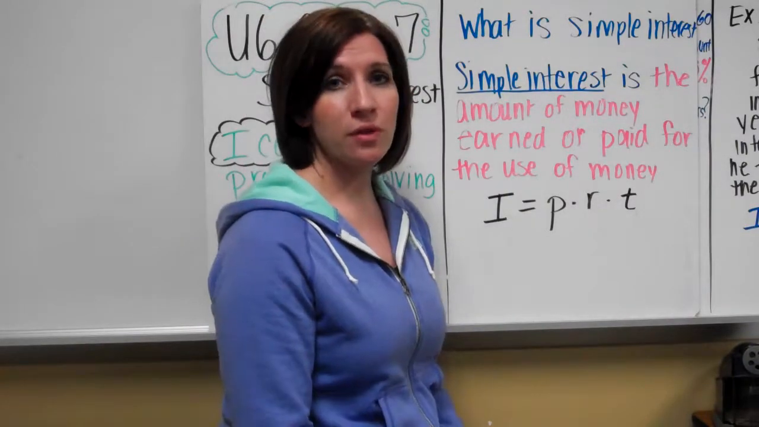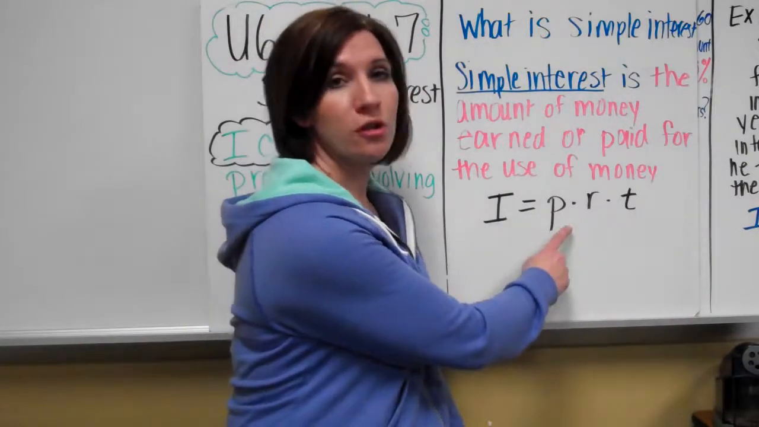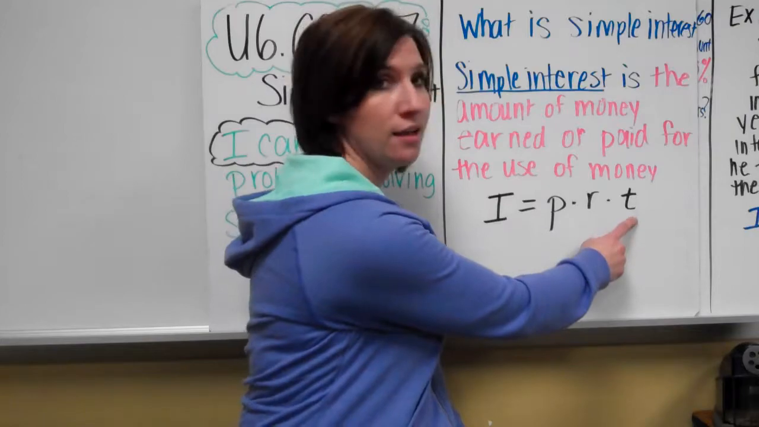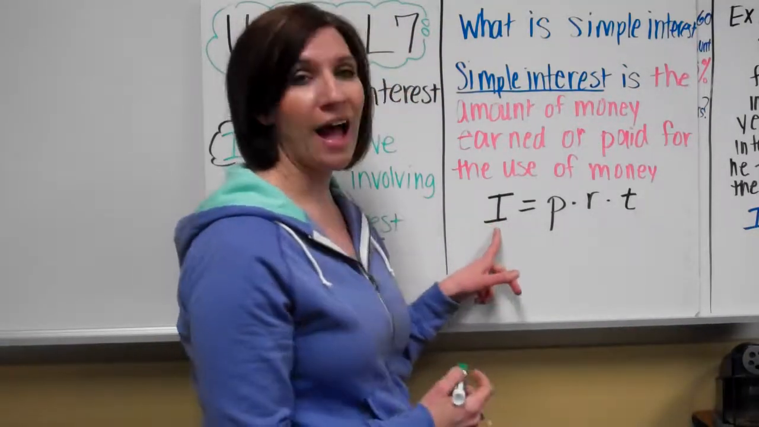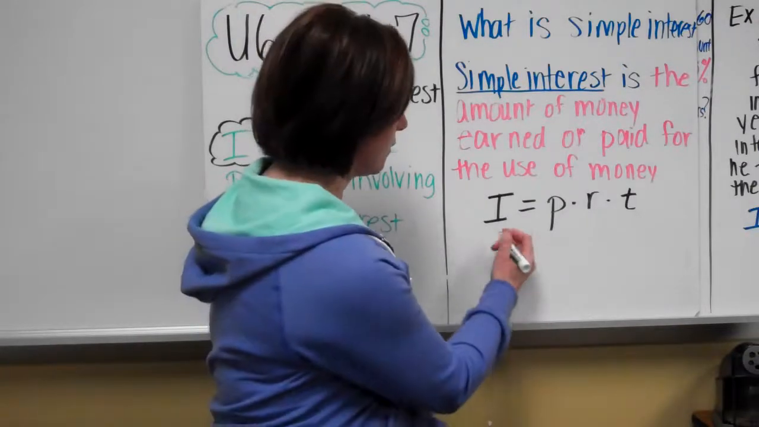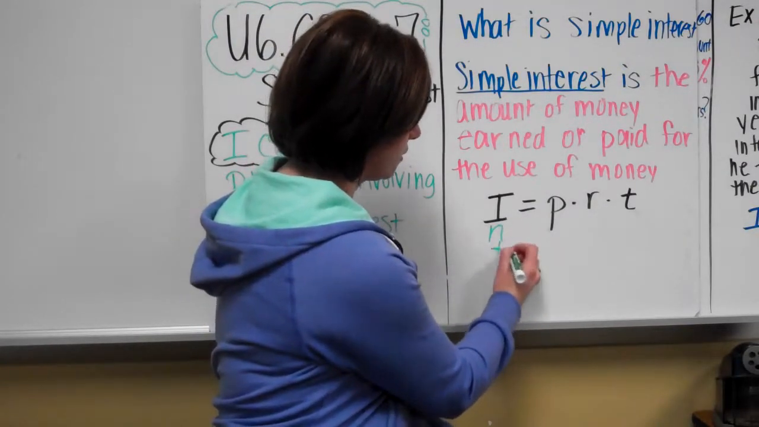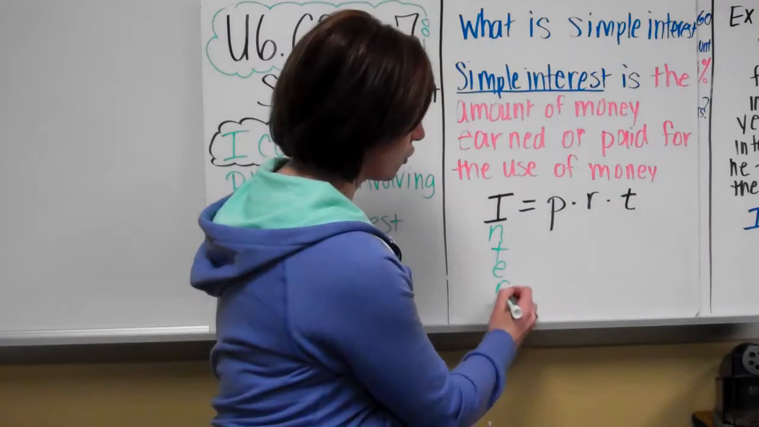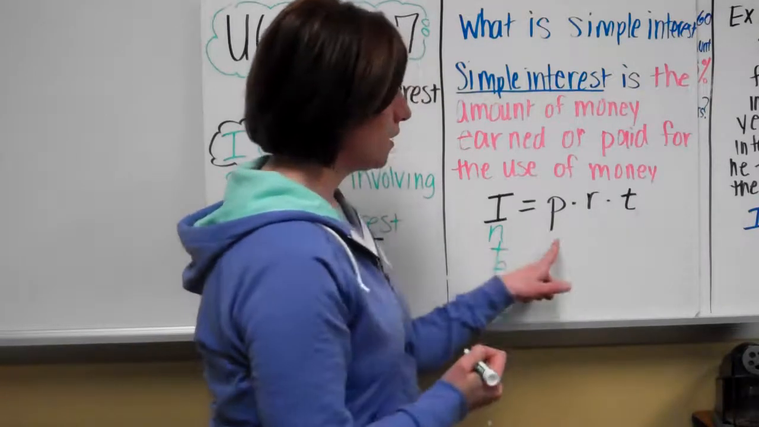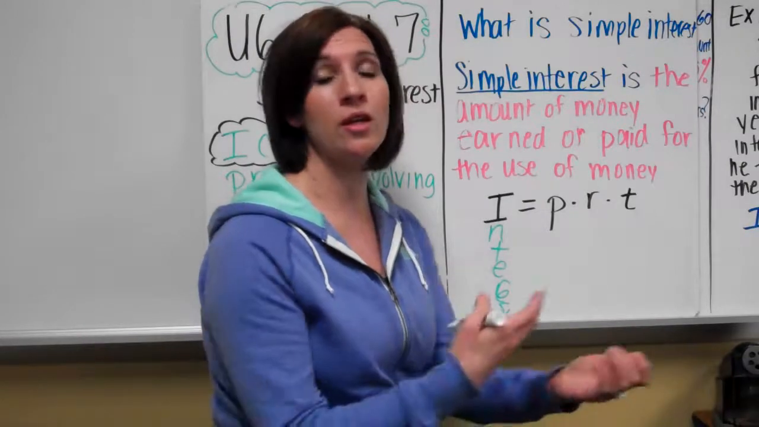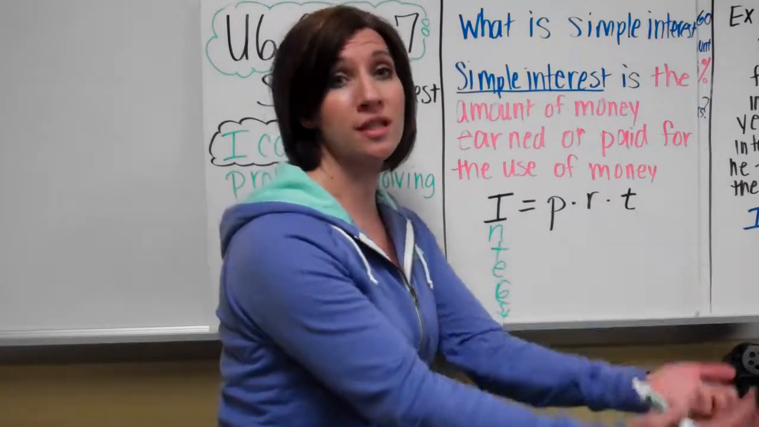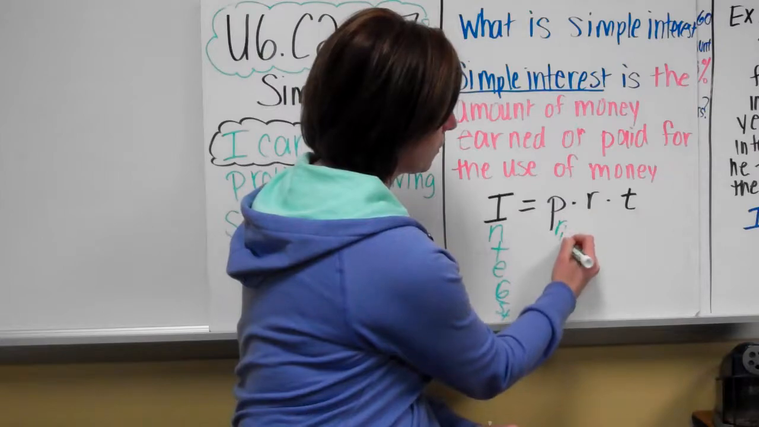So we're going to use a simple equation: I is equal to P times R times T. Each of these letters represents something in the equation. The I stands for the interest. This is your interest, either earned or paid. The P represents the principal. That's the amount of money that you either borrow or that you put into the bank. So this is your principal.